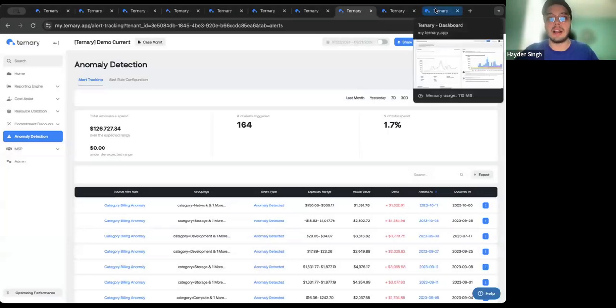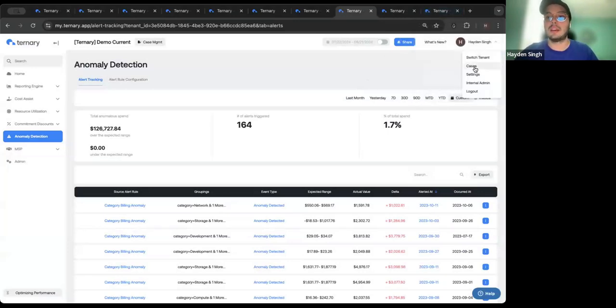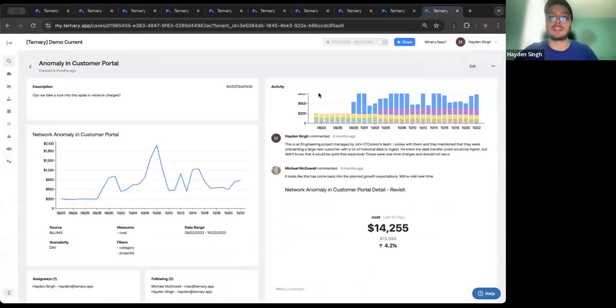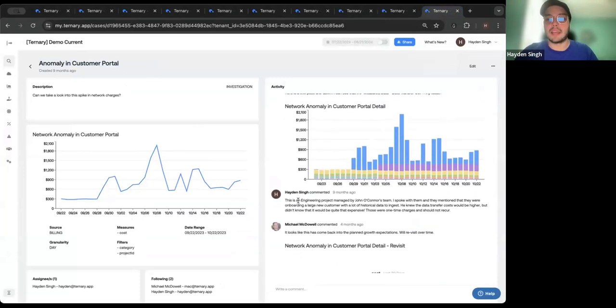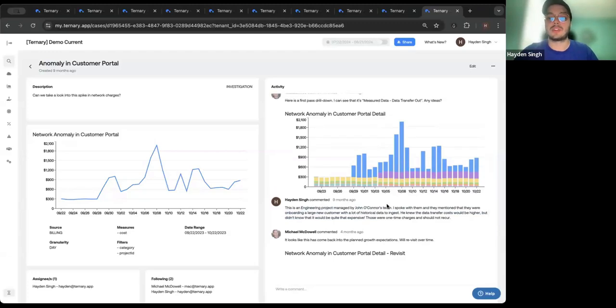The final thing is I'll actually show you what this case would look like. So by clicking into cases here, we can actually go into that specific anomaly in the customer portal. And when we drill into this, this was a first pass drill down. So we knew it was a measured data transfer out. And as we started to investigate, we actually realized it was an engineering project that was managed by the John O'Connor team. And when we spoke with them, we realized that they were onboarding a new large customer with a lot of historical data to ingest. And so because of that, we had that large data transfer out.